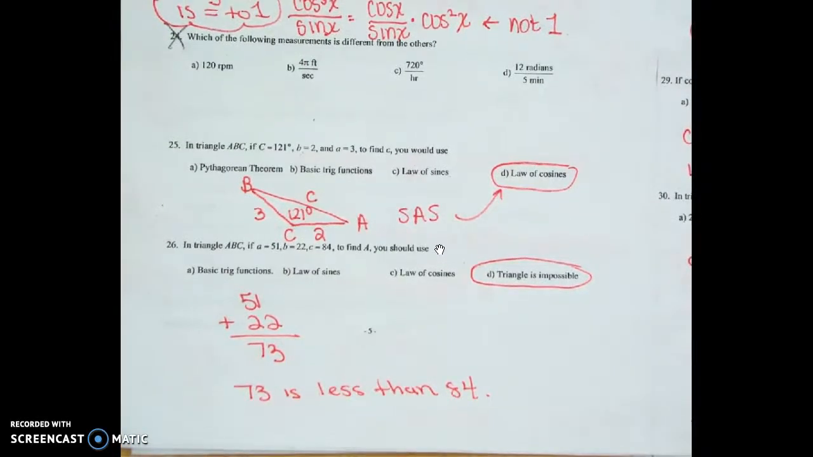Okay, we didn't really need to solve number 25. It was side angle side, and we didn't have to solve 26 either because no triangle is possible.